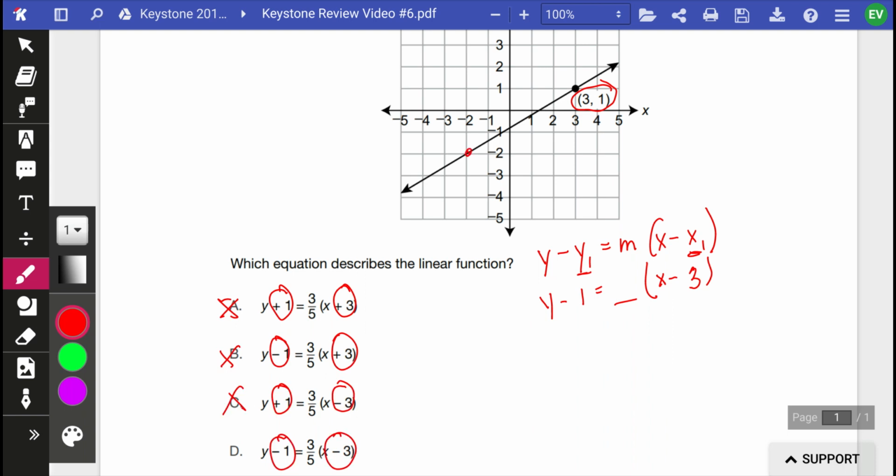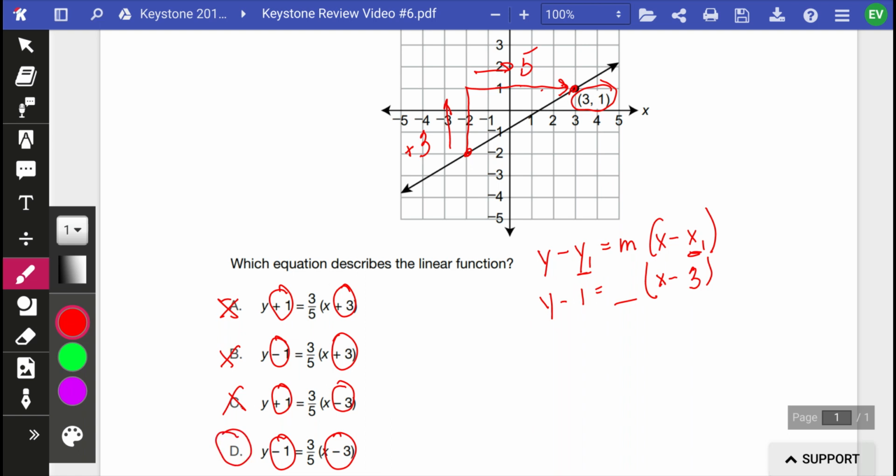I want to go from one point to another point. And remember, slope is the change in y over the change in x. So we're going up 3. That's a plus 3. And we're going right 5. 1, 2, 3, 4, 5. So that's a plus 5. So our slope is 3 over 5. So D is the correct answer.